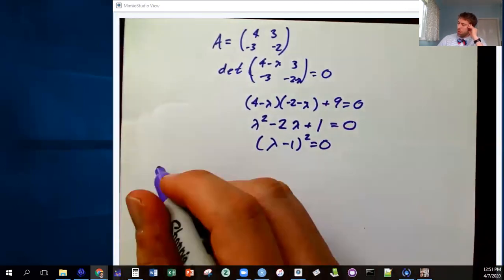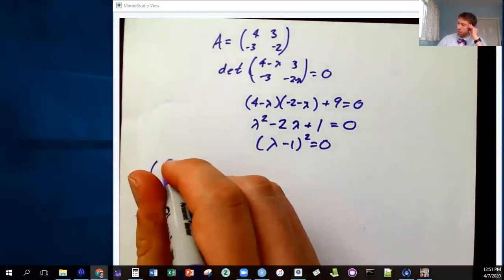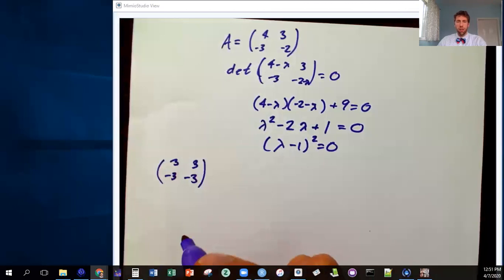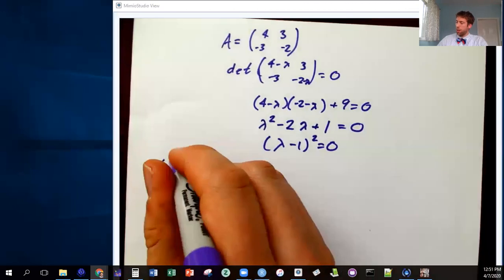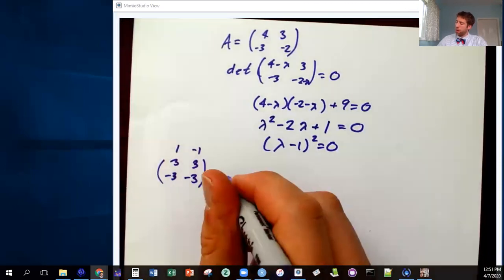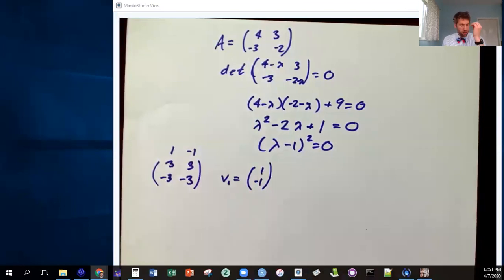So now if I subtract 1 from the diagonal, that gives me 3, 3, -3, -3. Okay, so my columns are exactly the same. So some good column numbers might be 1 and -1. That means v1 equals 1, -1. Okay, now part A asked me to find the eigenvalues. I did that. Part B, find the eigenvectors, v1, and then find the straight line solution, dx/dt equals Ax.